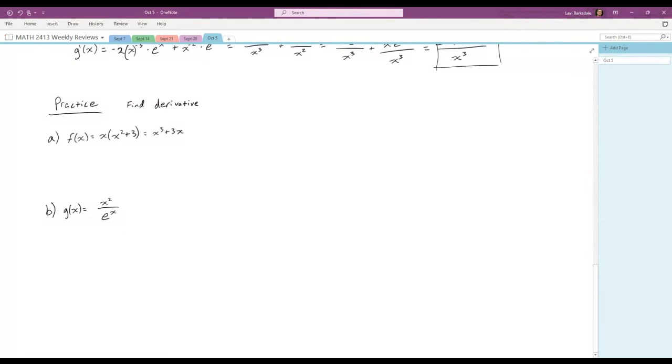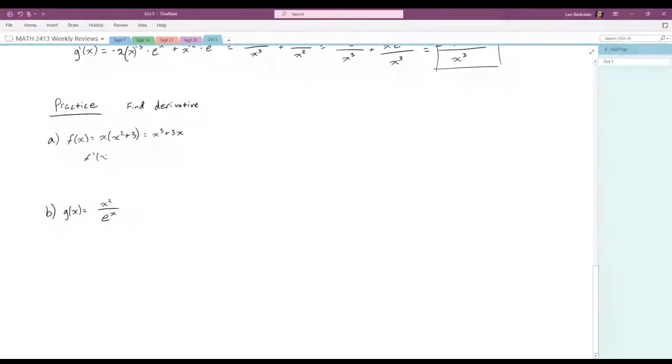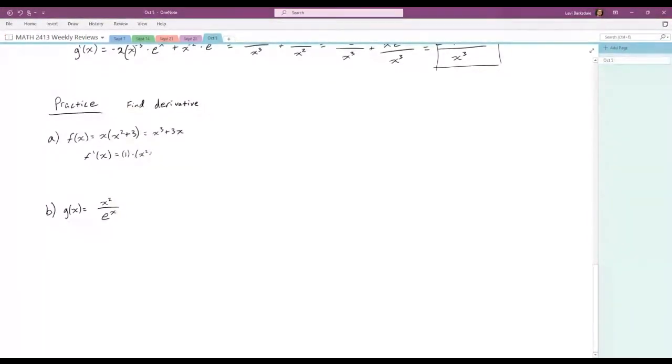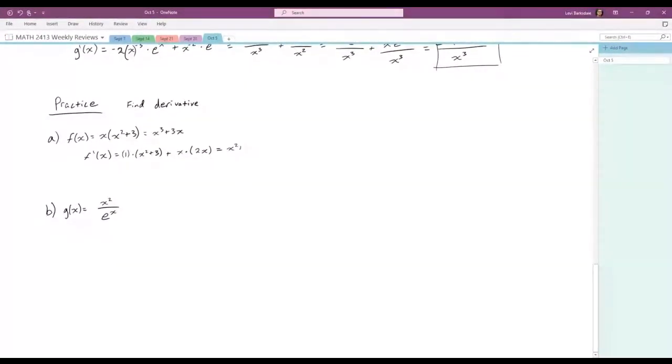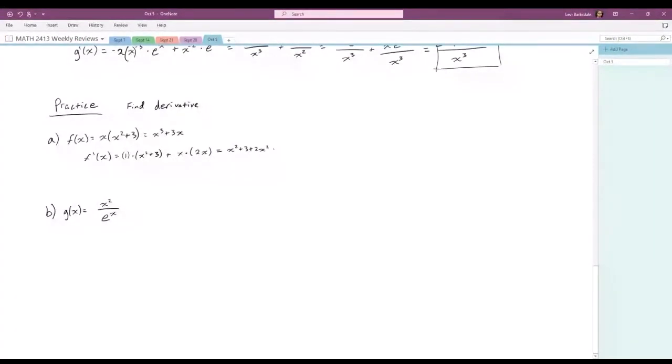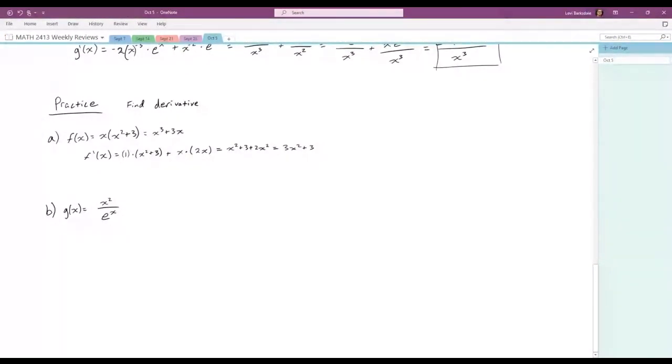Perfect. So if we wanted to use the product rule, we could take the derivative of the first, which is 1, multiplied by, leave the second alone, plus the first times the derivative of the second, which is 2x. And of course, this is x squared plus 3 plus 2x squared, which is of course 3x squared plus 3. And you can see if we multiplied things out and then took the derivative, we would get the same thing. The derivative of x cubed plus 3x is 3x squared plus 3. So both of these ways match and we're good to go.